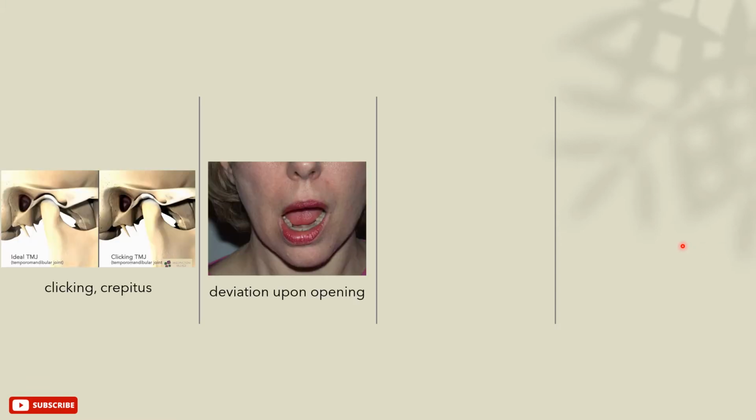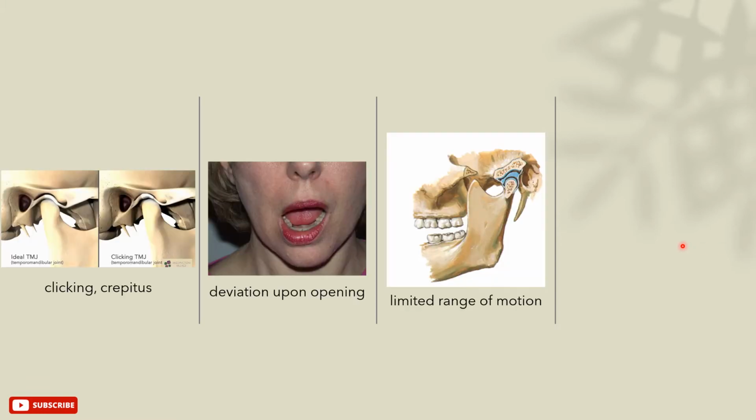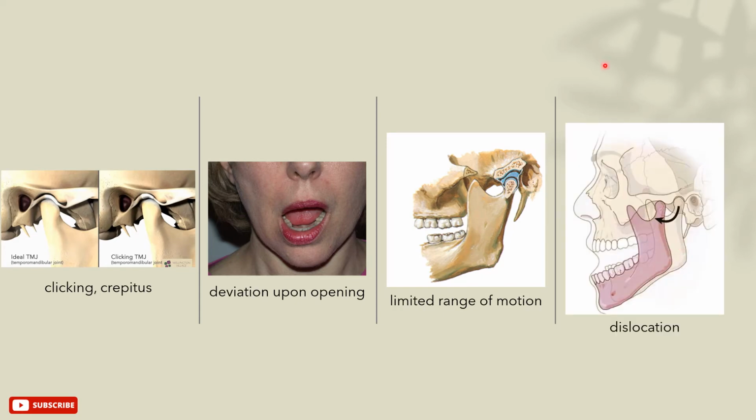Characteristic findings include joint clicking and crepitus, deviation upon opening, limited range of motion, and dislocation of the mandible. The patient will complain of dull ache that worsens by chewing or opening wide. This is frequently exacerbated by parafunctional habits, and patients commonly seek emergency dental treatments.